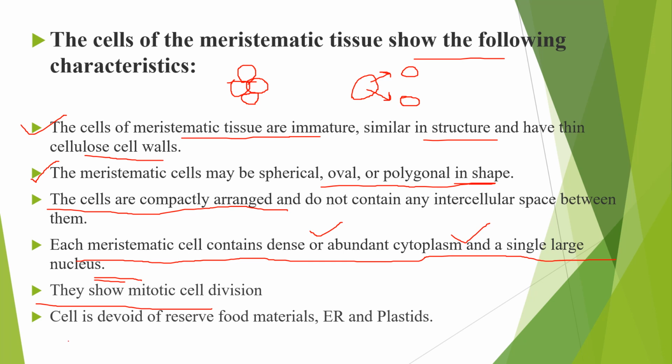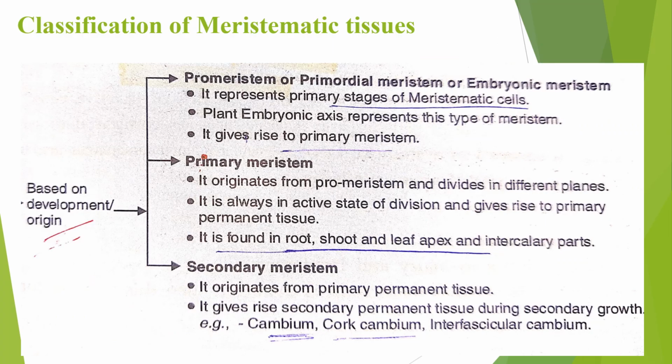Then the cell is devoid of any reserve food material. They lack reserve food material, and endoplasmic reticulum and plastids are also absent in meristematic tissue. Next, classification of meristematic tissue. How many types of meristematic tissues are present in the plant body? According to development and origin, it is classified into three categories: one is pro-meristem, second is primary meristem, third is secondary meristem.